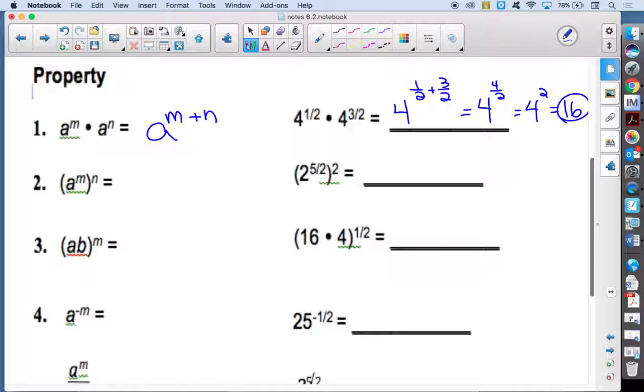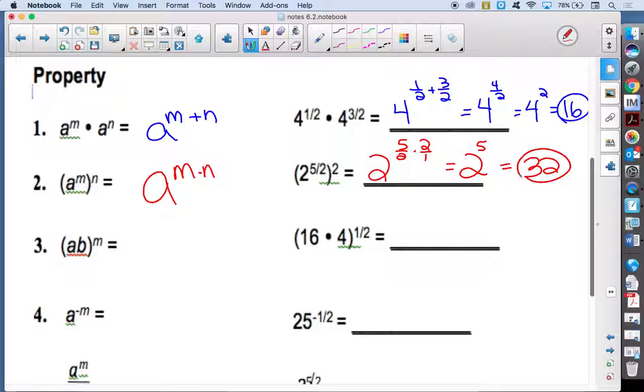So you get 16. The second one, we have a to the m, and then the n is outside. So what did that property say to do with the exponents? Ethan? Multiply. Yeah, multiply them. So m times n. That means, Ethan, we have 2, and then we're taking 5/2 times 2, which I'm going to write as 2 over 1, so that we've got a fraction times a fraction. What's that make, Ethan? 5. Yeah, that makes 5, because you have 5 times 2, which is 10, divided by 2, so that becomes 2 to the 5th. Do you know what 2 to the 5th is? 32. Awesome, so that one's 32.